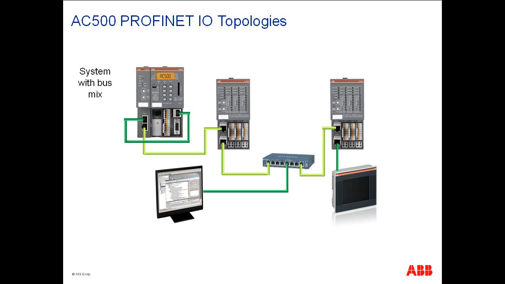In this example, the interesting point is the routing function. That is, an engineering station connected to a switch in TCP/IP protocol could in turn download a program to the AC500 controller over the Profinet network with appropriate settings.